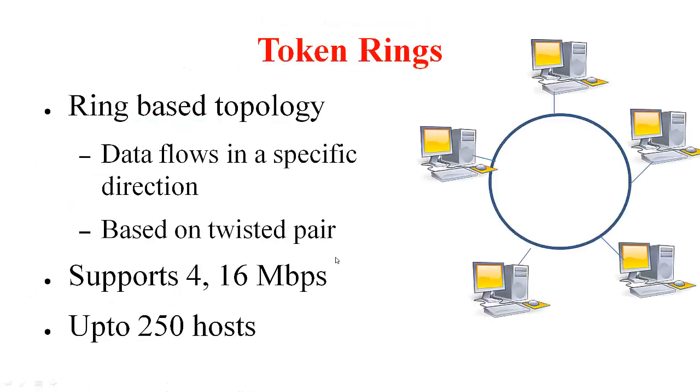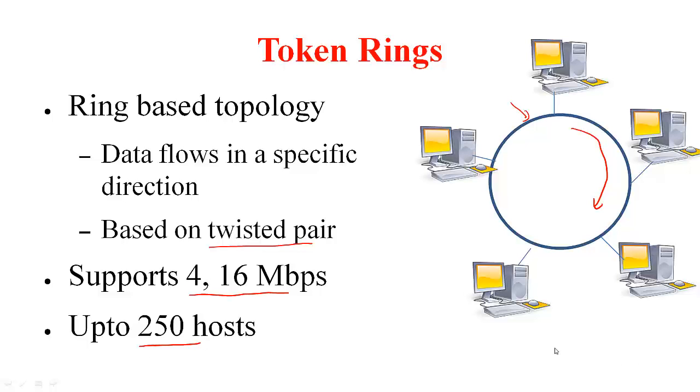Token ring has to work on a ring topology. So this is how the hosts are connected, and data is going to flow in a specific direction at any given time. The cable that is used is based on twisted pair technology, and token ring, the 802.5 standard, supports 4 and 16 Mbps. And just like in Ethernet, this also has a limit on the number of hosts that can attach to a ring. In this case, it is 250 hosts.